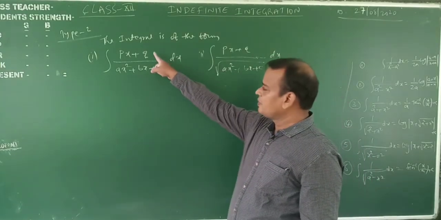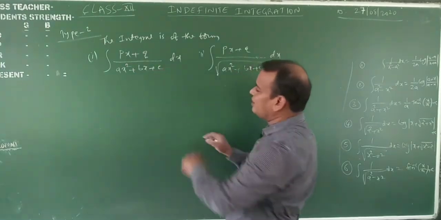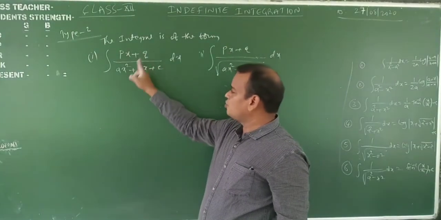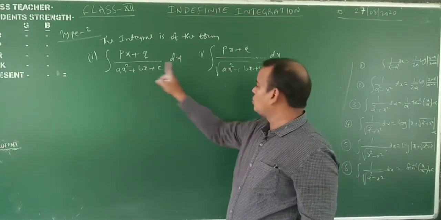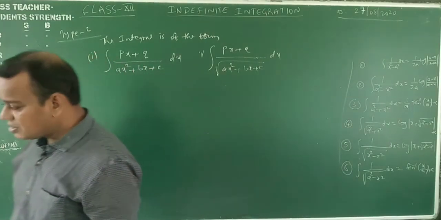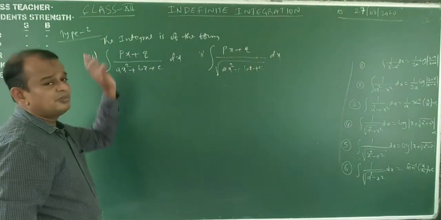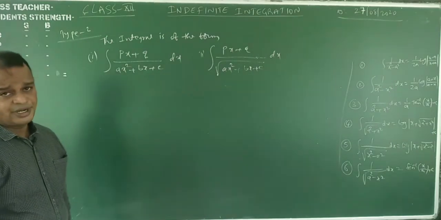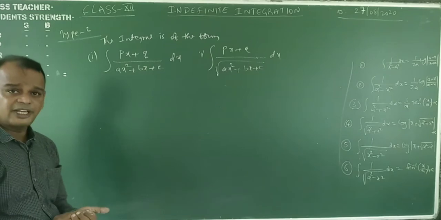Here in this type, before, it was 1 by linear, but here it is linear, px plus q, by root of ax, linear by quadratic. Here there is a root. How to do these problems? The working rule is, first we will change the numerator in terms of the denominator.